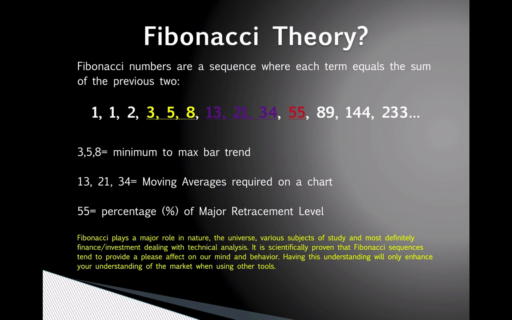And the 55 is another number in the sequence that pertains to the major retracement levels. So if we're using the Fibonacci levels, usually it's a 50 fib level, but 55 in that range means the move is set to bounce off that level, and you'll see a price rejection off of that. So Fibonacci plays a major role in nature, the universe, various subjects of study, and most definitely finance and investment dealing with technical analysis.